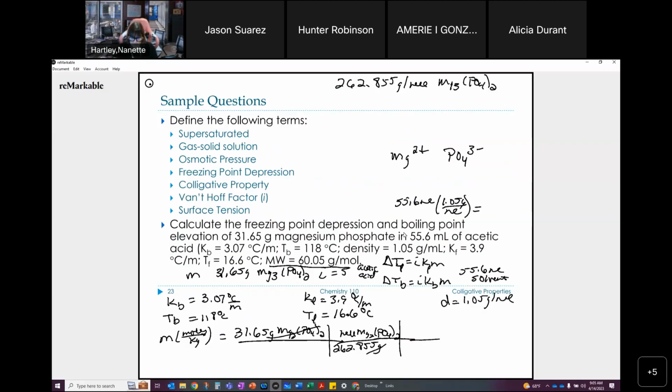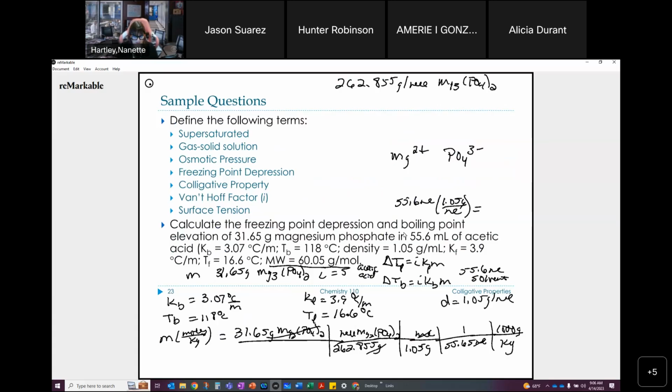So for me, I know that it needs to be kilograms on the bottom. So I'm going to put that 1.05 grams per milliliter here. I know that to get the number of grams, I need to have this 55.65 milliliters to cancel the milliliters there. And I know that there are 1,000 grams per kilogram. So for me, that's how I would set that up.